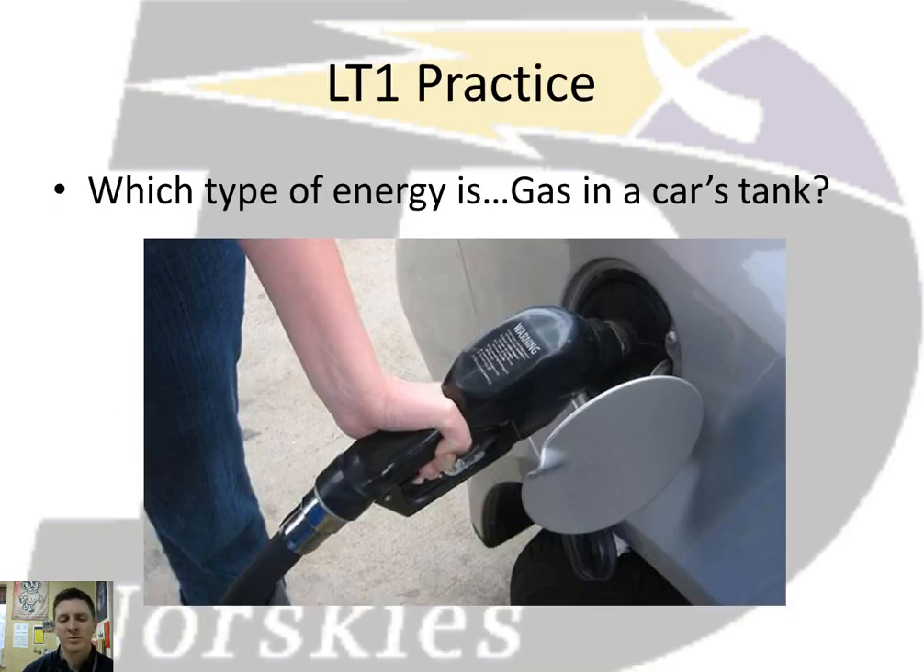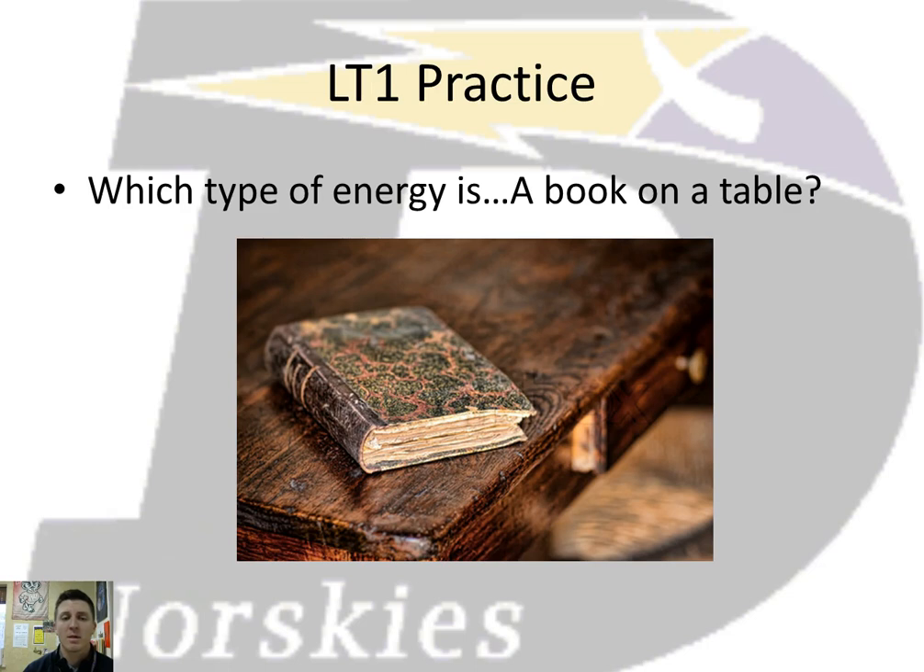So now that we discussed the 5 types of energy that you have to know, I'm just going to go through this. Which type of energy is this? This is gas in a car tank, and gas in a car tank would be an example of chemical potential energy. Which type of energy is a book on a table? Well, that book on a table is at a raised height or a different position. That would have gravitational potential energy.